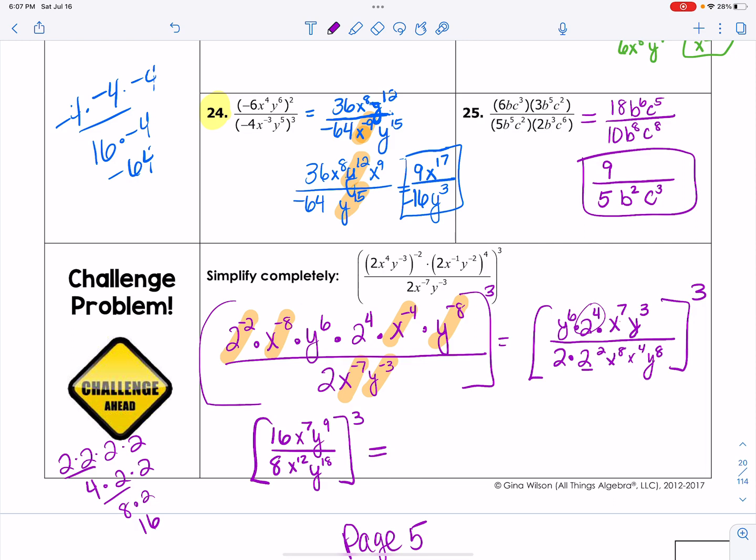You can take everything to the 3rd if you would like, but I personally think it would be easier to reduce first. 16 divided by 8 is 2. And then my bigger x is on the bottom, so x to the 5th is going to be on the bottom, and my bigger y is on the bottom, so y to the 9th is going to be on the bottom.